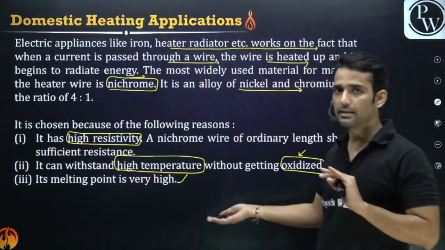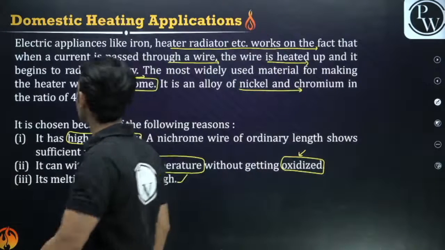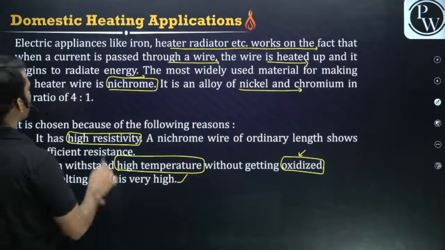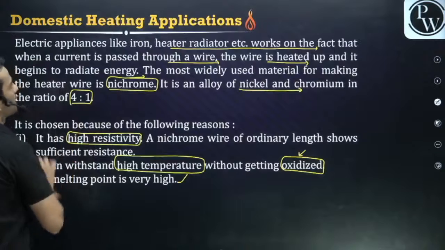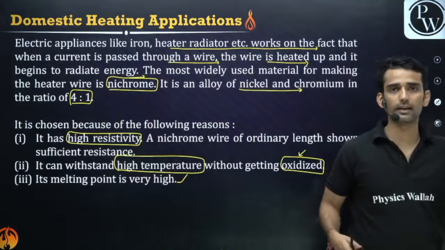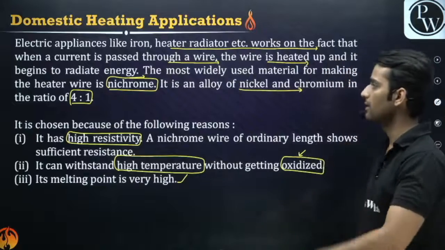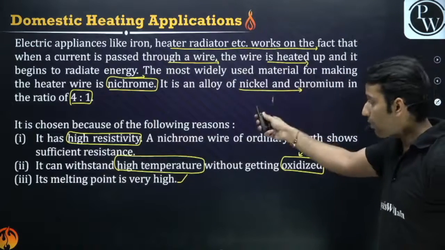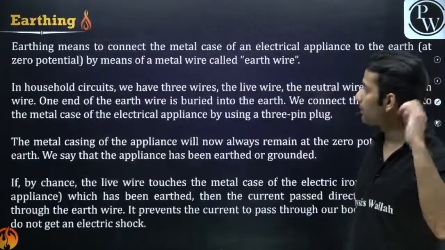It won't melt easily, right? Like we have in a fuse. Clear, guys? Nickel and chromium in the ratio of 4:1. So that's why we use nichrome alloy as heating wires, as a coil in heaters. Okay, clear? This is very, very important. You will get questions from this surely.